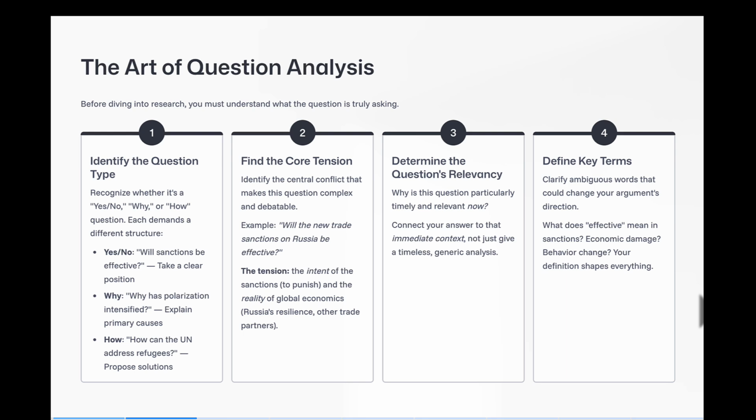So does effective sanctions mean crippling Russia's economy? Does it mean changing its political behavior? Does it mean simply isolating it? Your definition will shape your entire argument. So sometimes you do have to articulate that clearly. So that's all just analyzing the question.